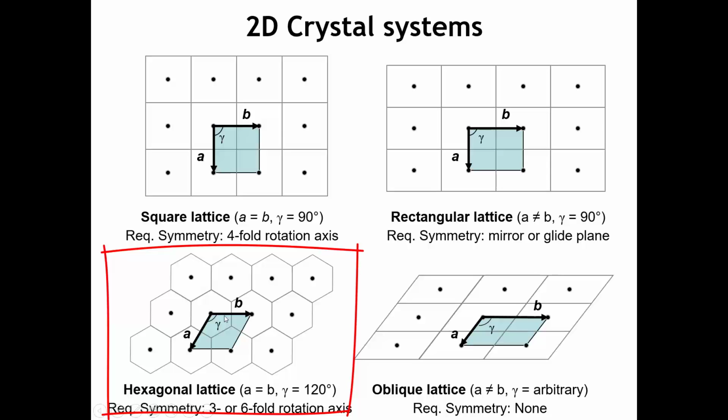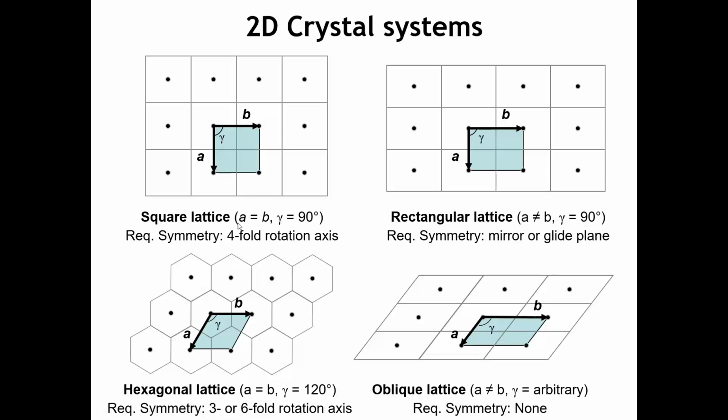is going to be precisely 120 degrees. Now, we haven't yet talked about point symmetry elements like rotation axes and mirror planes. But most of you will be familiar with that. And it turns out that it's not just the shape of the unit cell that's important. There's also a kind of point symmetry operation that's associated with each of these crystal systems. So for a square lattice, we have a fourfold rotation axis.